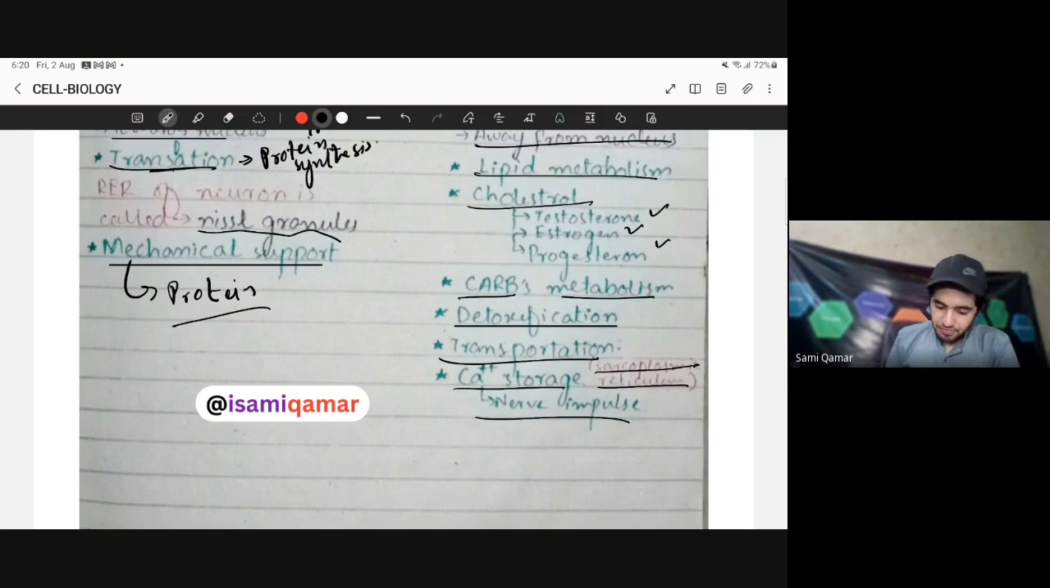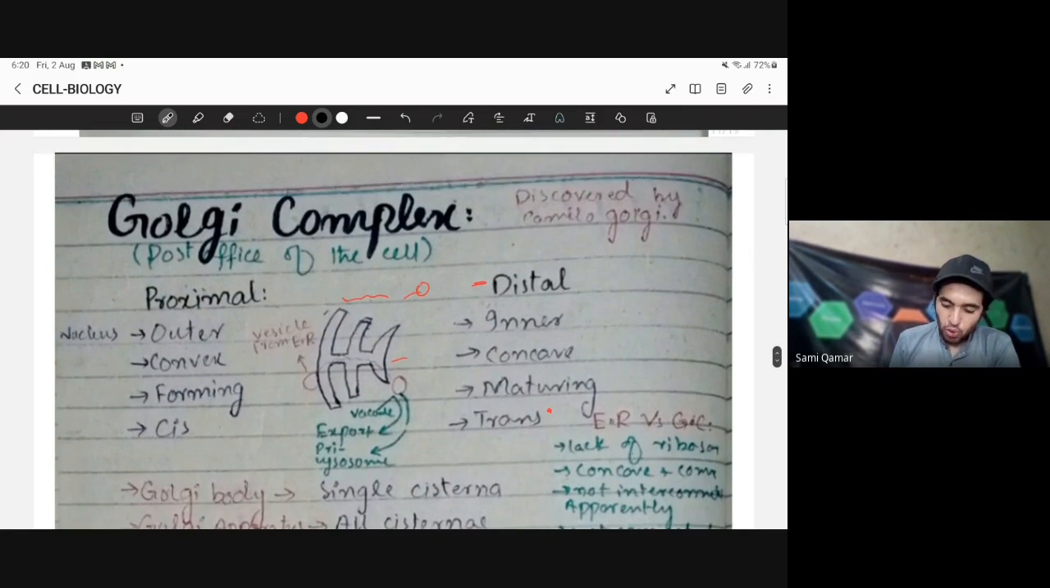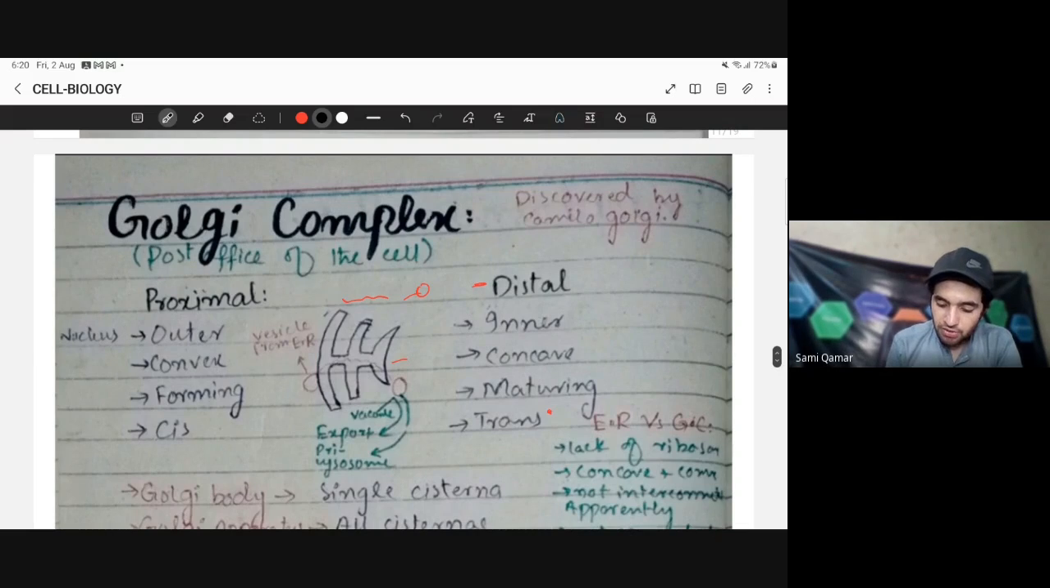So see here, let's move on to the Golgi complex. The Golgi complex is very important. It was discovered by Camillo Golgi. We don't need to know about him, but study it because it has appeared in the IMAT. Okay, it has appeared in the IMAT.